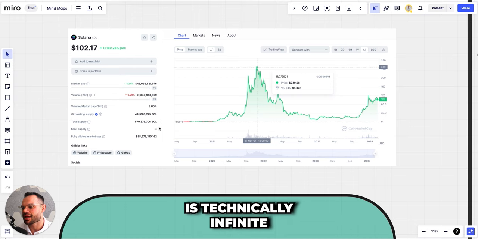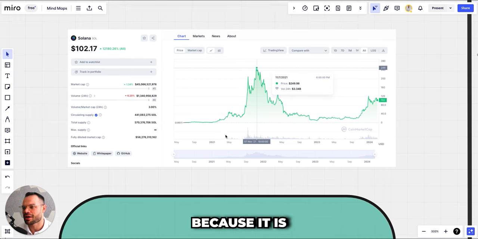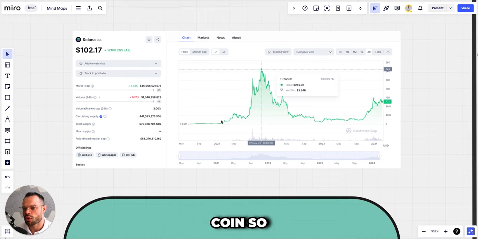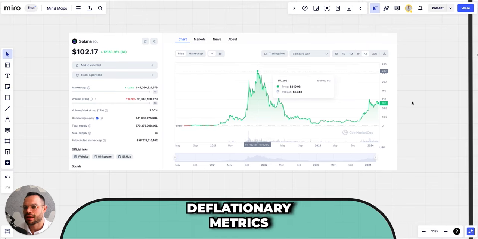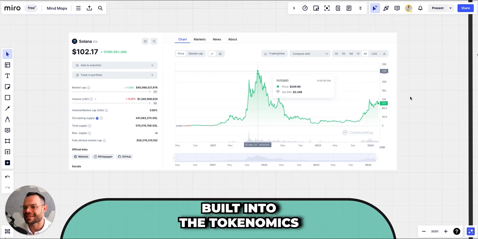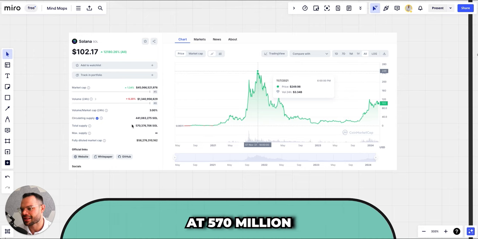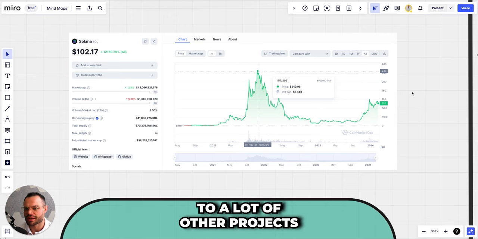Its max supply is technically infinite because it is an inflationary coin, so over time there is inflation, but there are also deflationary metrics built into the tokenomics. But currently the total supply sits at 570 million. This does continue to grow, but there is not too much of a delta between the circulating supply and total supply, which is a good sign to see. We're probably at 60 to 70% of circulating supply versus total supply, which is very good compared to a lot of other projects.